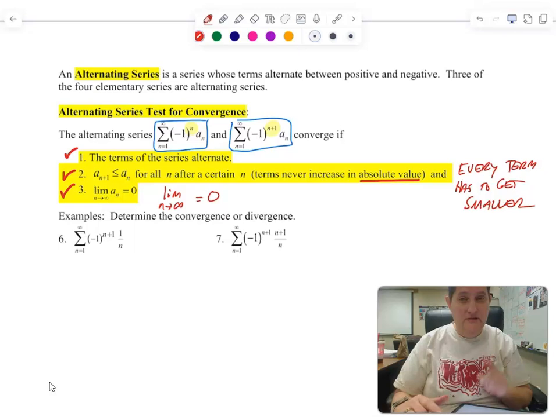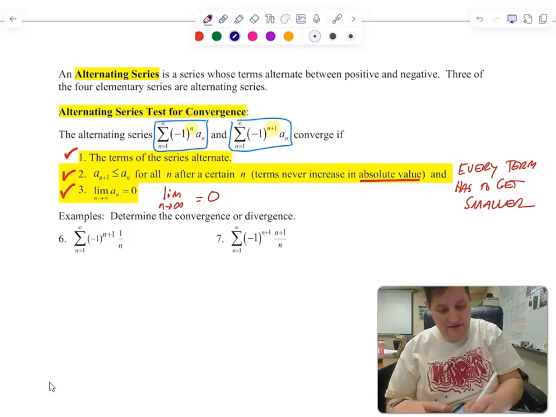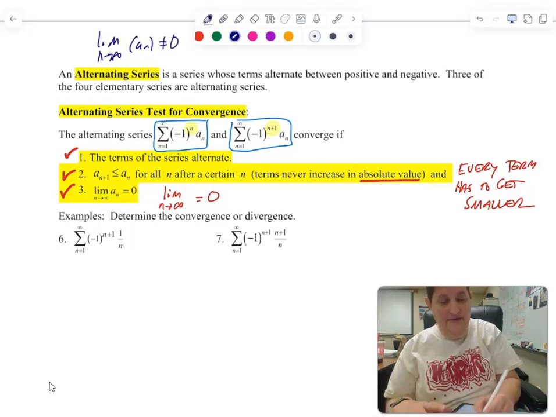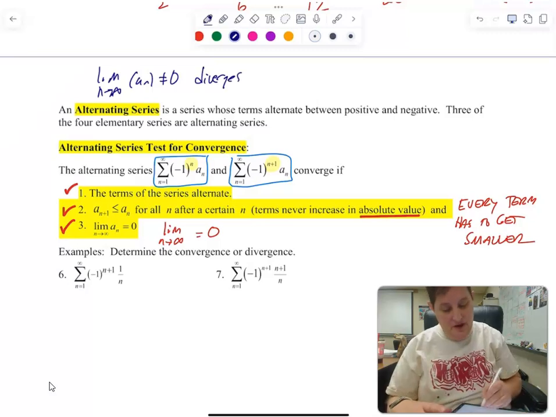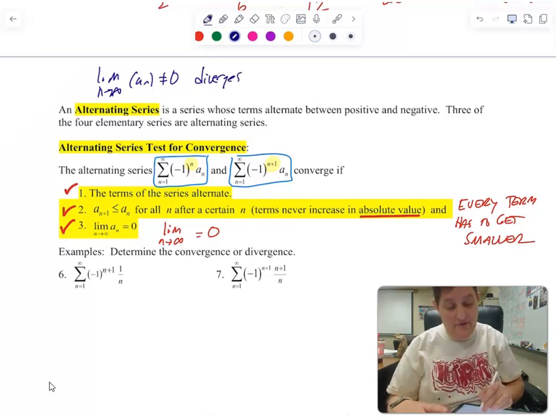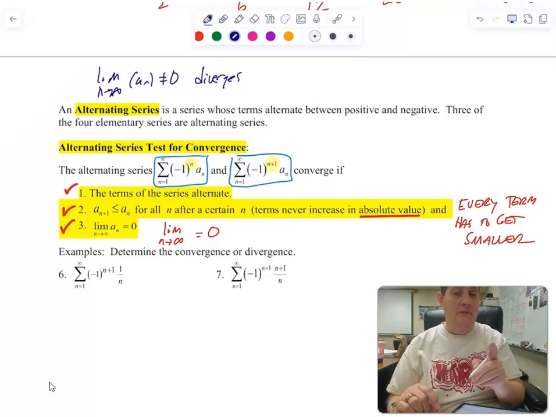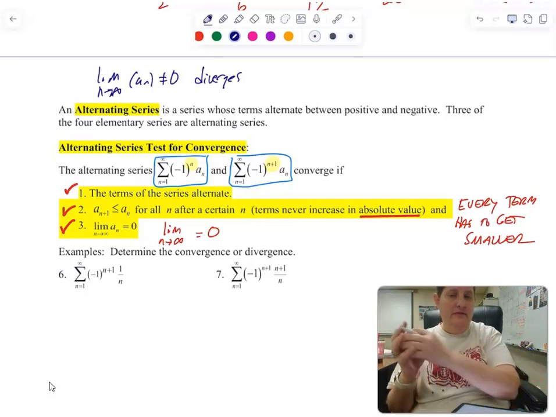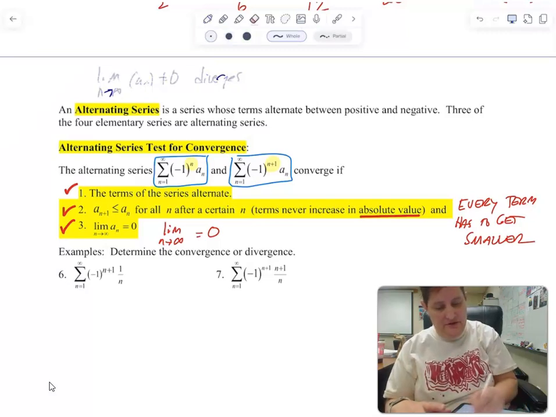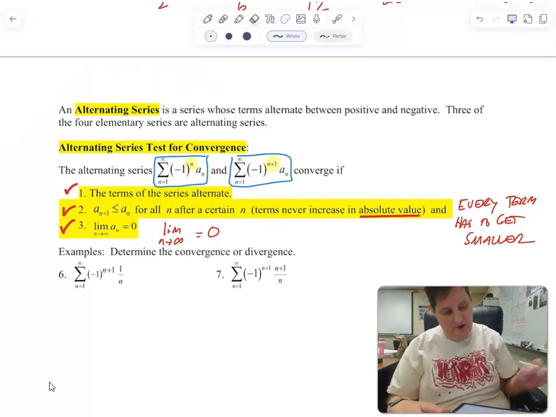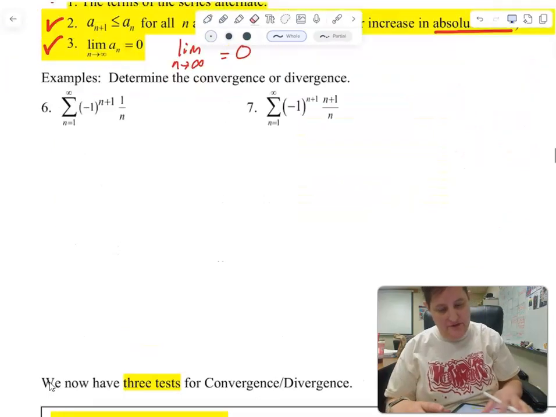Now we have a test, the nth term test. The nth term test says the limit as n approaches infinity of this term, if it is not 0, it diverges. So now we're seeing that if it is 0, it converges, but only if it's alternating. If you have another series that goes to 0 but doesn't alternate, you're not allowed to say it converges. Those are the three conditions that you have to meet every single time.